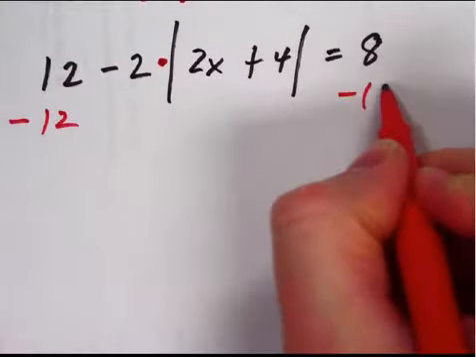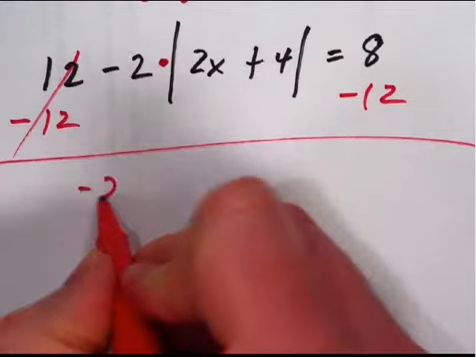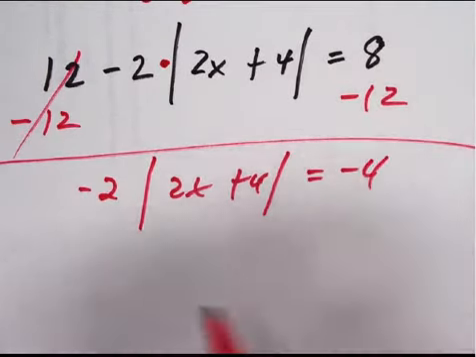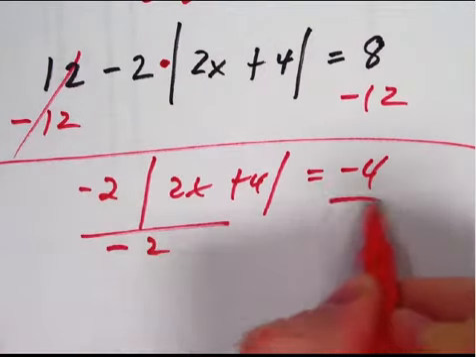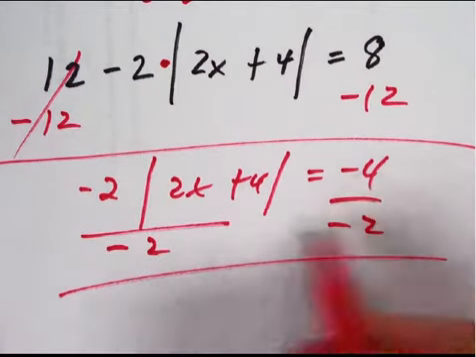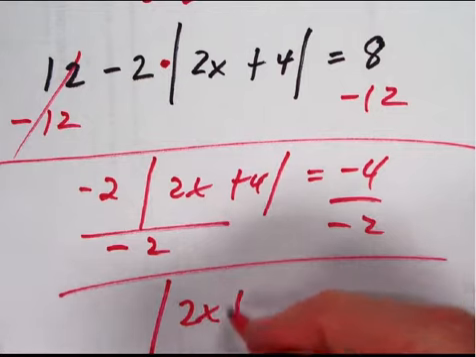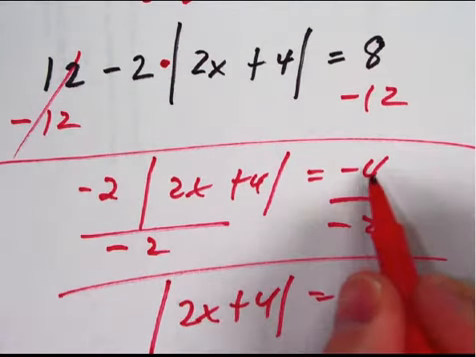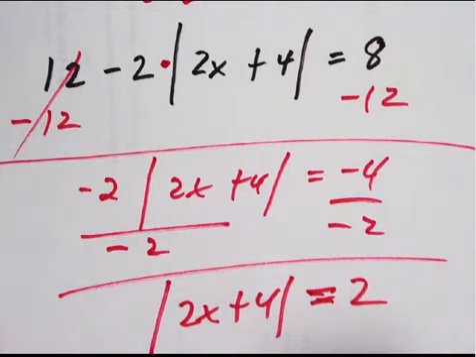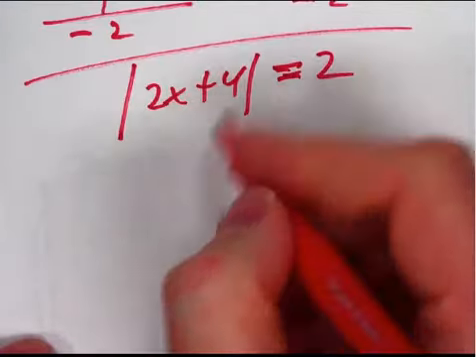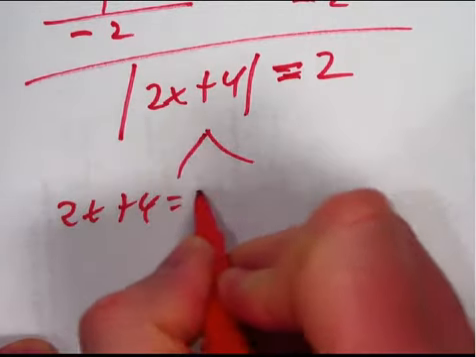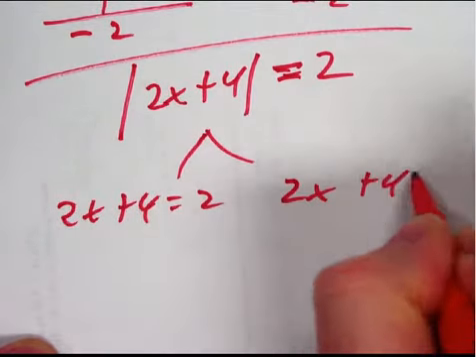Subtract 12 on both sides, and then negative 2 is times this absolute value part. And now you can divide by negative 2. That's a good thing we're dividing, because it turns the negative into a positive. Now I've got the absolute value bars all alone, and that would be 2. And now I can split that into 2, which we've done a bunch of those already, so that should look familiar to you, and you should be able to fly through this part pretty quickly.